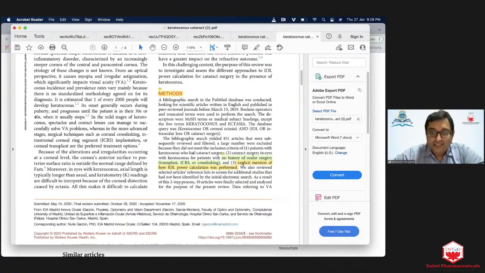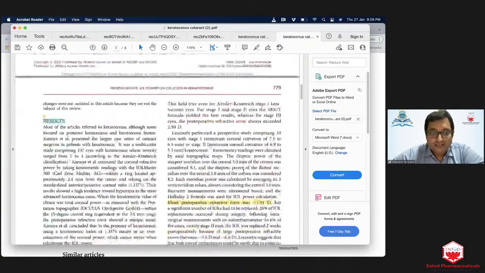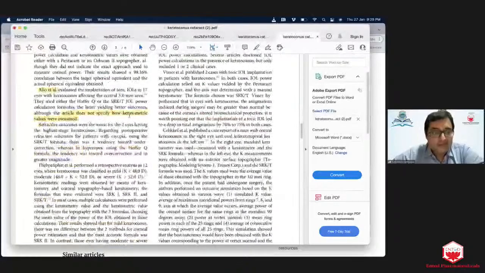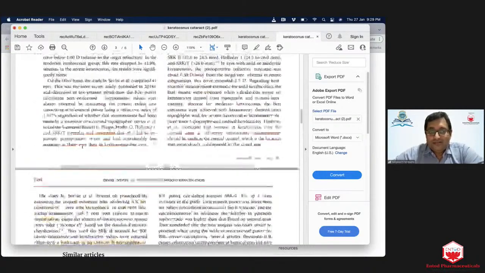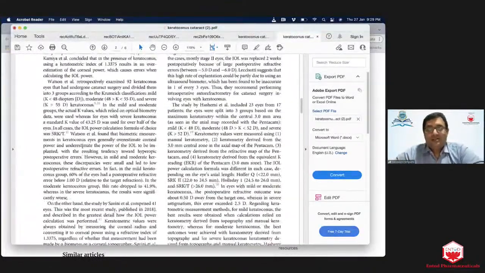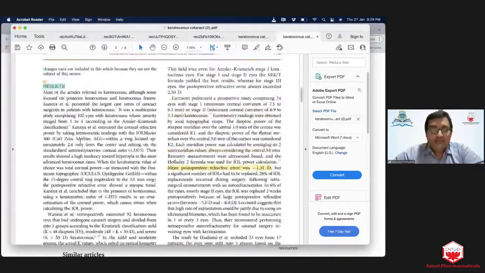And then what they have said is that there has to be explicit mention of how IOL power calculation was performed. That includes, of course, keratometry and axial length. But there are some studies where that has not been provided, but still they have been included. For example, let me just quickly show you. This is a paper by Alio et al., which has 17 patients, but the article does not specify how keratometric values were measured. However, it has still been included in the study overall, right? So it's a little bit confusing as to which studies have been included and which studies have been excluded.